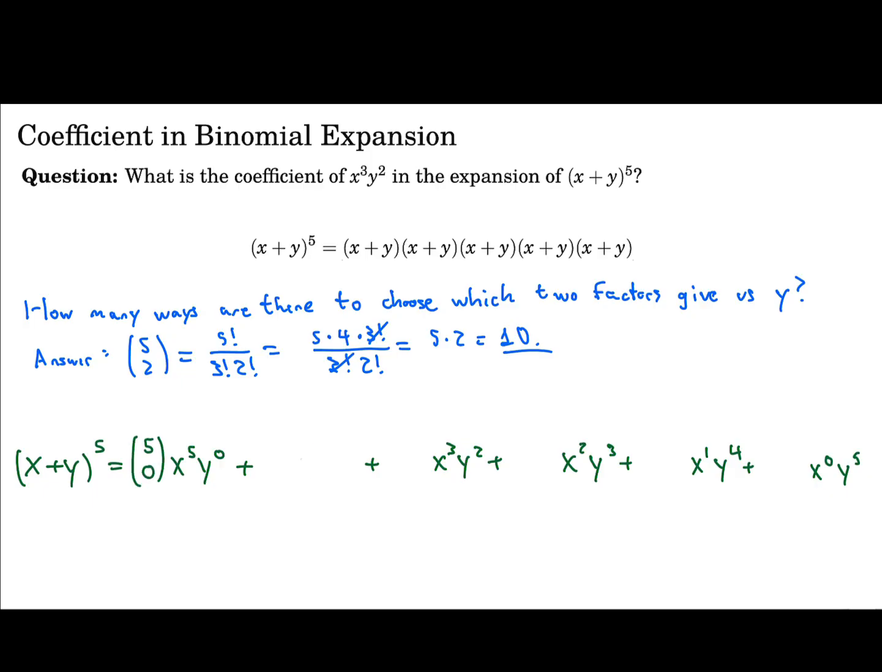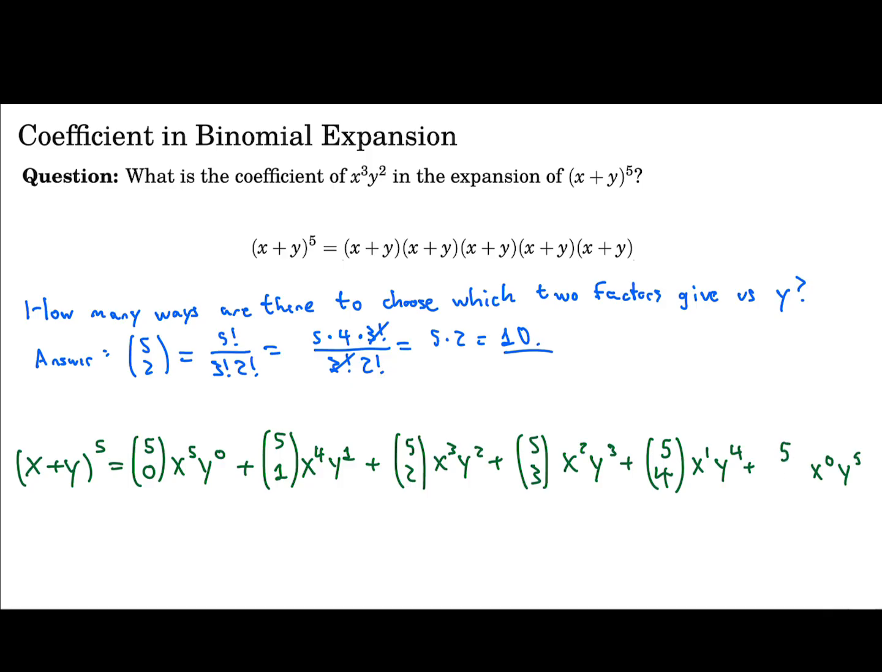For this one here, in how many ways can we choose 1 y from these? Well, it's actually just going to be 5 choose 1. And same for all the other ones. 5 choose 2, which is the question we just answered before. 5 choose 3. 5 choose 4. And 5 choose 5.